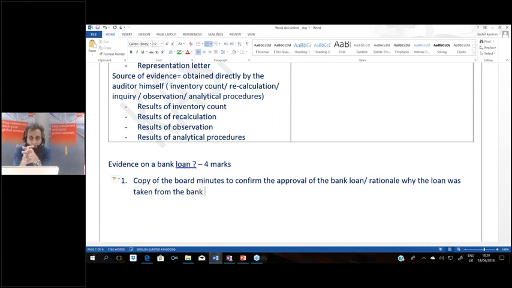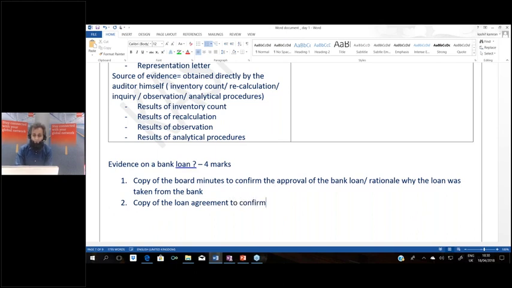See, a lot of the time the examiner says that you simply say copy of the board minutes. You never write what is the reason. Reason is very important. Even if you're writing a procedure, the procedure has to be with a reason. When you're writing an evidence, I cannot say copy of the board minutes full stop. Examiner will not be generous giving me 1 mark. I have to say copy of the board minutes. Why? To confirm the approval of the bank loan and the rationale why the loan was taken from the bank. Second, copy of the loan agreement.